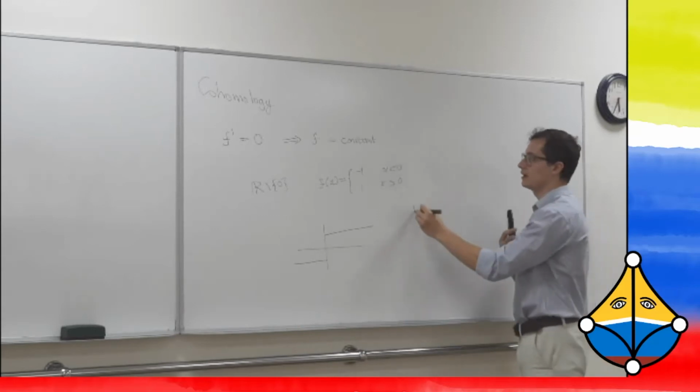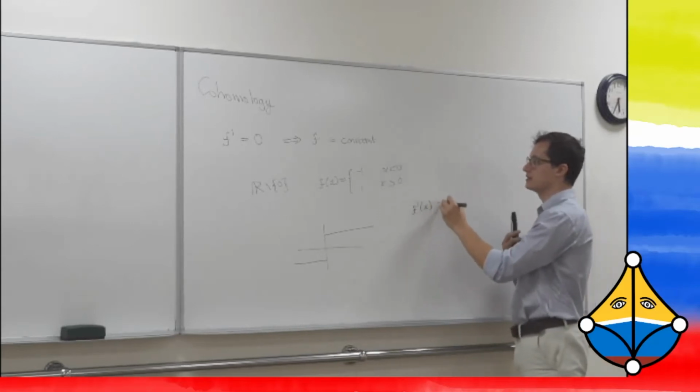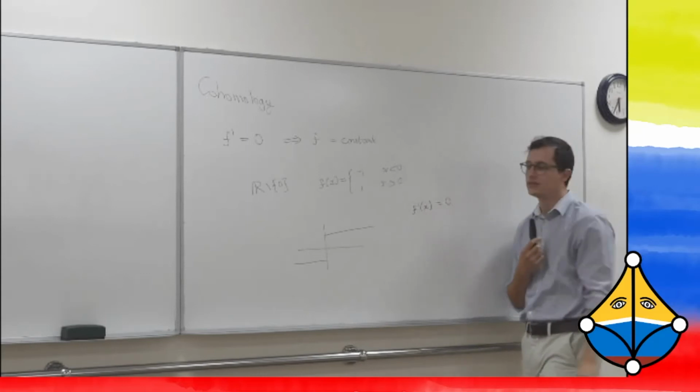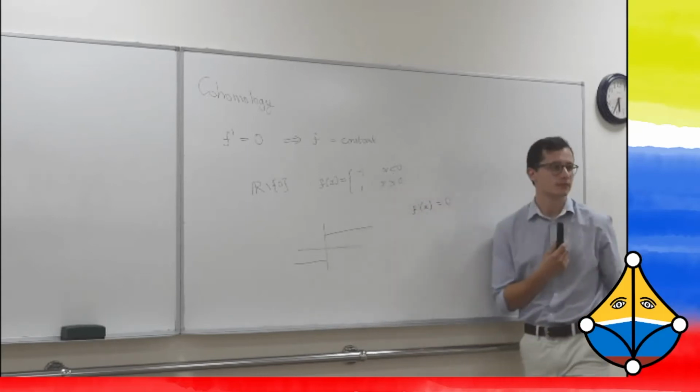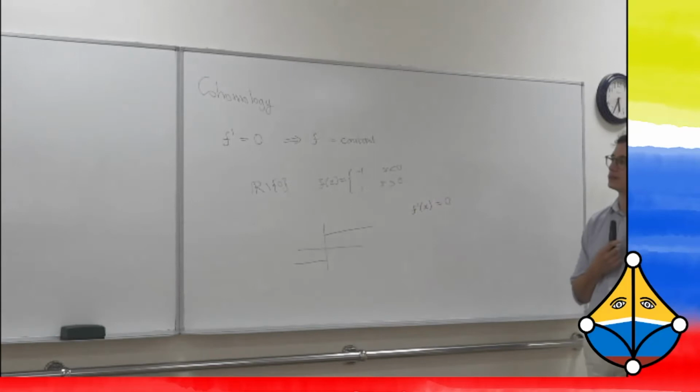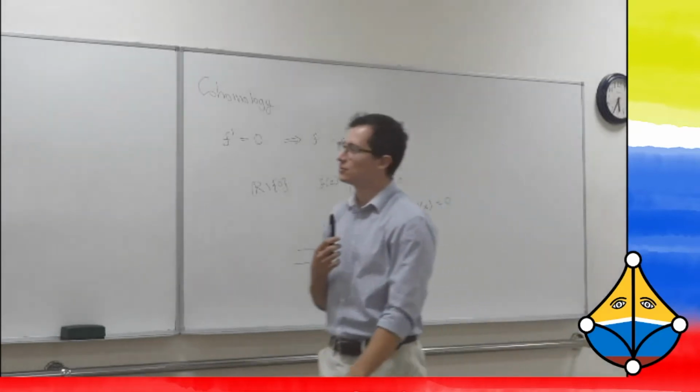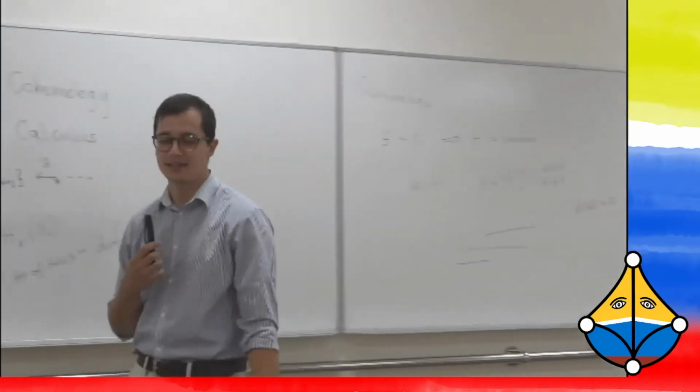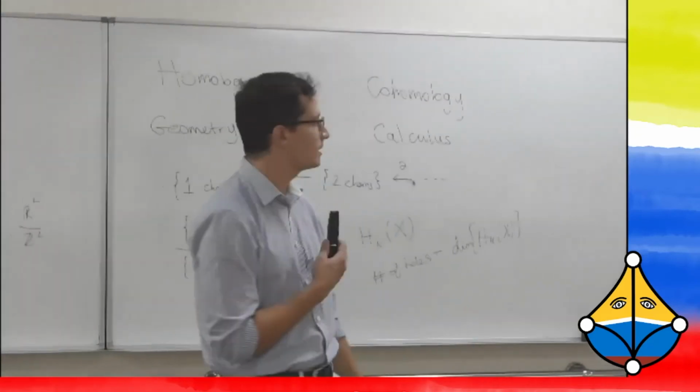So what is f prime? I mean, f prime of x is 0. The derivative is 0, but it is not constant. So at the hole, there is nothing because it's not part of the domain. So that's the idea. This function has analogues in 2D.